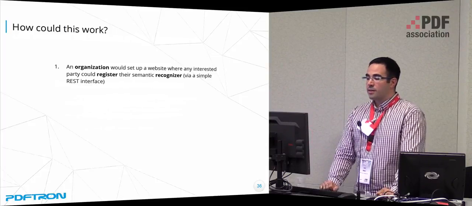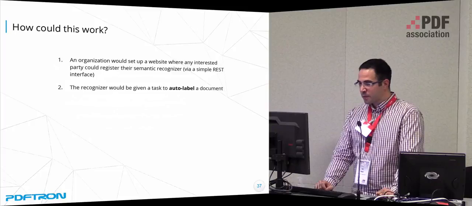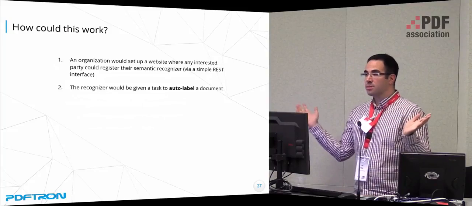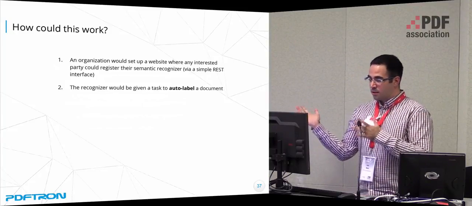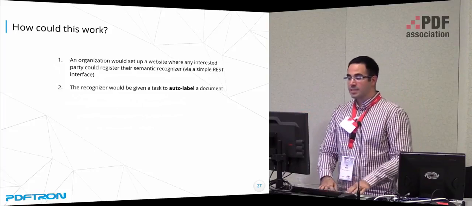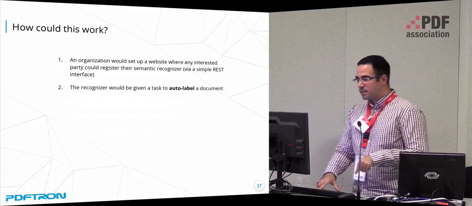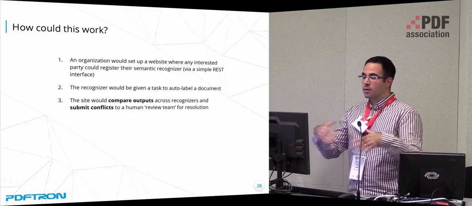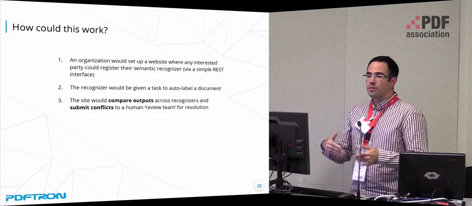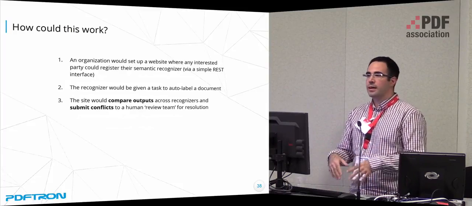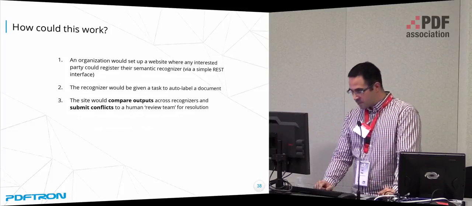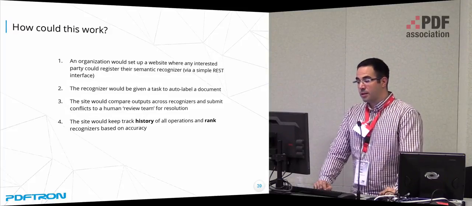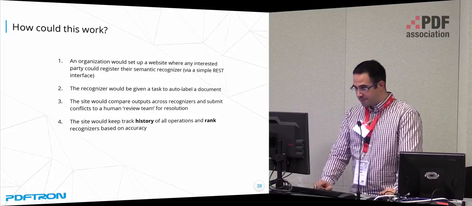The organization would set up a website where any interested party could register their semantic recognizer via a simple REST interface. The recognizer would be given a task to auto-label a document, which might be, let's say, sampled from the web. The recognizer would then return the result in a standardized format, let's say XFDF, and the system would then be given a task to compare outputs across other recognizers and submit eventual conflicts, if there are any, to a human reviewer for resolution. So a human would decide which recognizer is right. The site would also keep track of the history of all operations and automatically rank recognizers based on their accuracy.